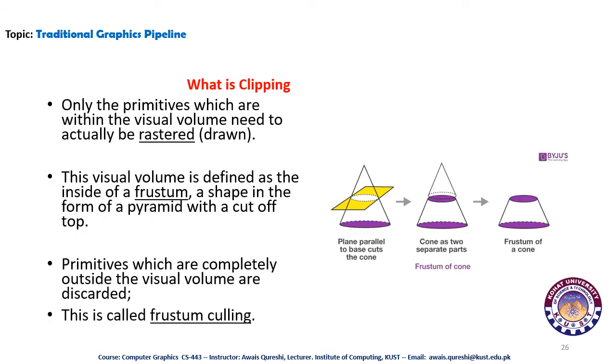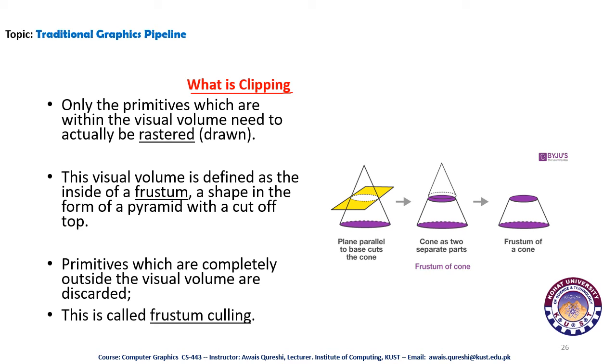There is also another concept which is called clipping. Clipping, as its name suggests, is the process of removing extra elements from an image. Only the primitives which are within the visual volume need to be rastered, drawn, and this visual volume is defined as the inside of the frustum. Here you can see a frustum of a cone.